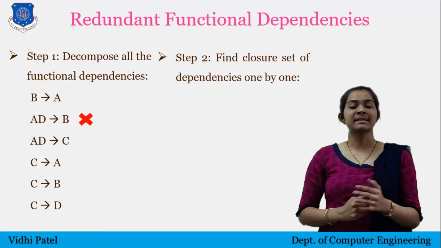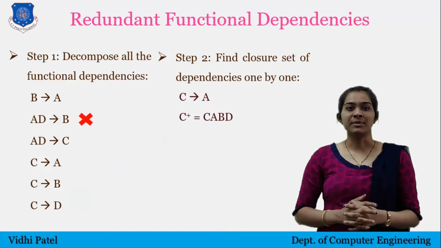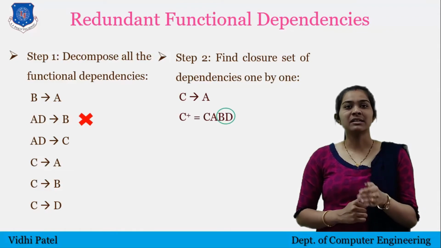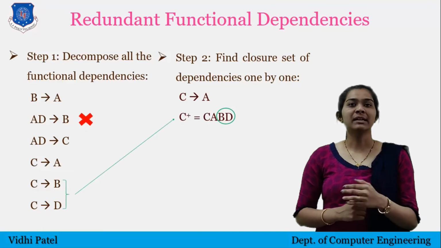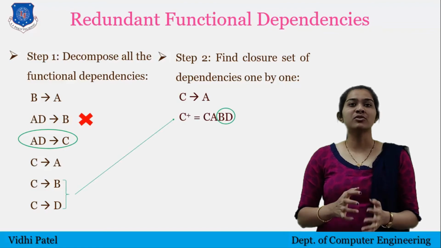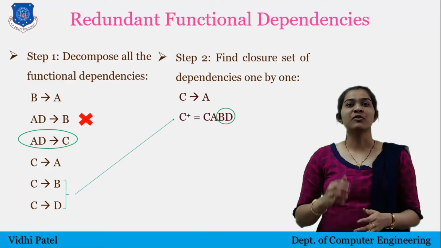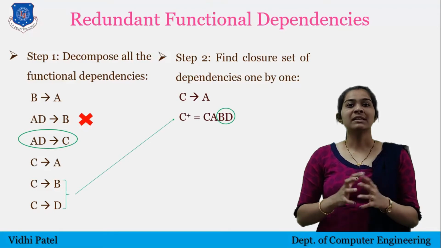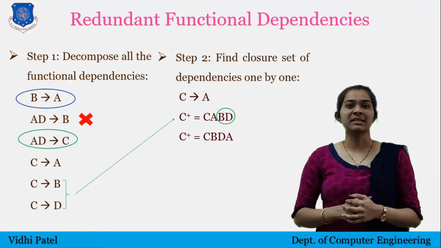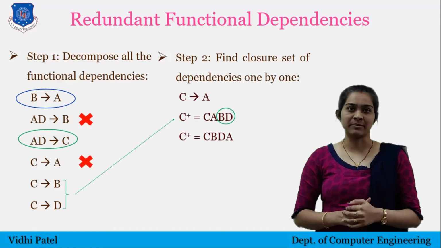Next dependency is C determines A. In the closure set of C, we have C, A and B from the dependency C determines B, and D from C determines D. Also from the AD determines C dependency, we get C, but C is already included, so we are not writing it again. Now without the C determines A dependency, if we find the closure set of C, we get C, B, D and A. Here we get A from the dependency B determines A, which is the same as above, so we exclude the dependency C determines A.